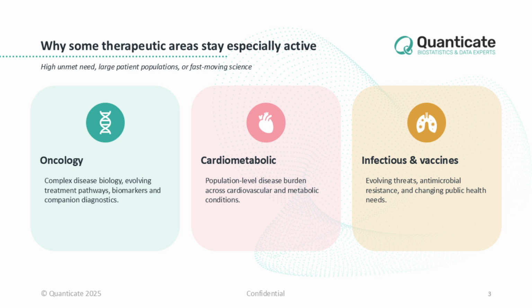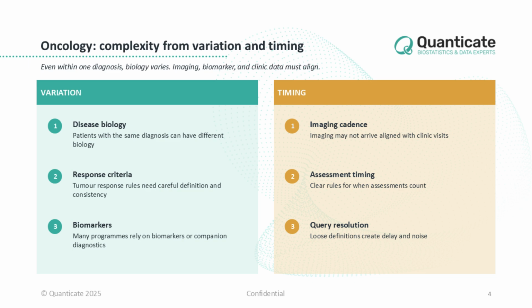Cardiovascular and metabolic disease remain important because of their population-level burden. Infectious disease, vaccines, and virology continue to evolve as teams respond to new threats, antimicrobial resistance, and changing public health needs. Now, the practical demands differ by area.